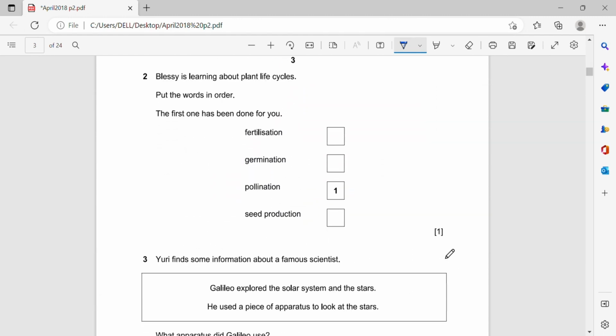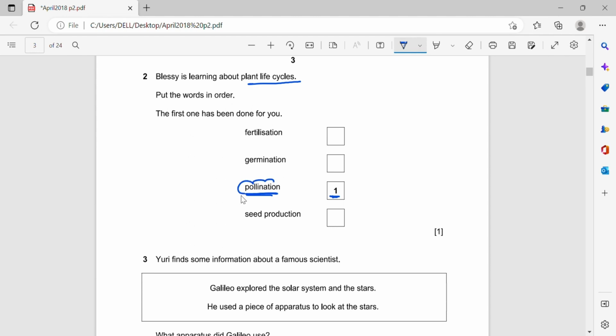Next question. Blessy is learning about plant life cycles. This question comes up a lot. The plant life cycle. Put the words in order. The first one has been done for you. We have pollination, the first one. What comes after pollination? Is it fertilization, germination, or seed production?